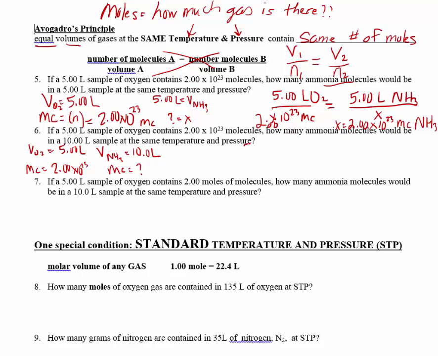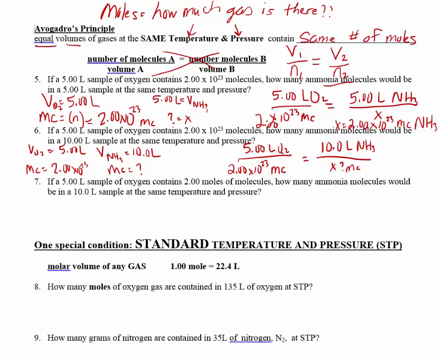So set it up to look at your relationship. Well, for every 5 liters of oxygen, this is my known value, I have 2 times 10 to the 23rd. Remember, that's just a big number, because molecules are really small. So I have 10 liters of NH3. How many molecules are in there? Well, hopefully you can see the relationship.